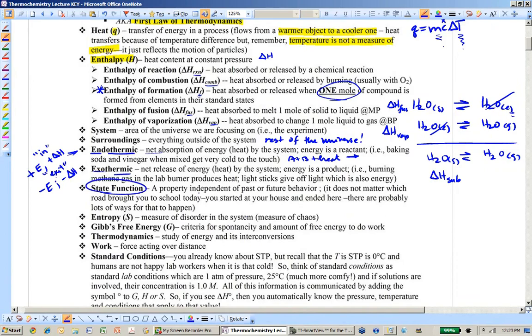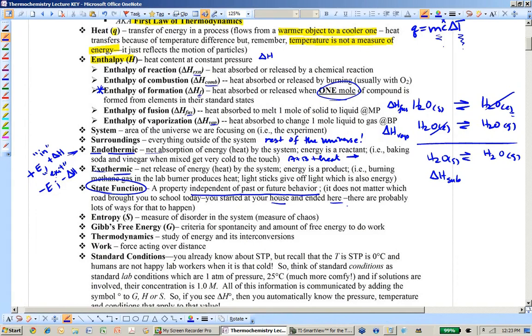A state function is a property independent of past or future behavior. Doesn't matter which road you took to school today, it matters that you started at your house and you ended at school. So there's probably lots of ways for that to happen, lots of alternate routes. Doesn't matter what alternate route you took, it just matters where you started and where you stopped. Your bank account, once you have one, how much money did you have at the beginning of the month? How much money did you have at the end of the month?